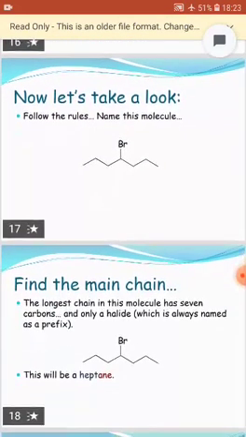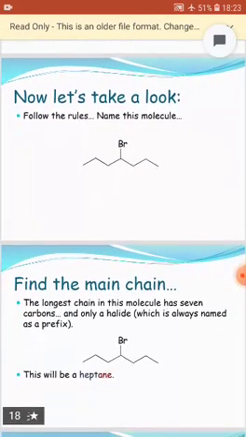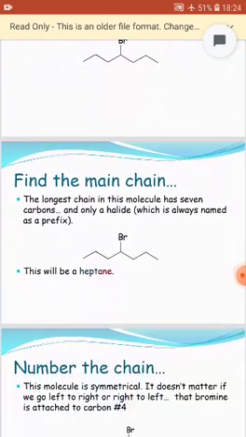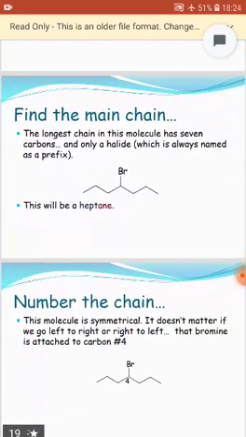Find the main chain. The longest chain in this molecule has 7 carbons and only a halide, which is always named as a prefix. So this will be a heptane, meaning 7 carbon atoms in this chain. Number the chain, this molecule is symmetrical. It does not matter if we go left to right or right to left. That bromine is attached to carbon 4.